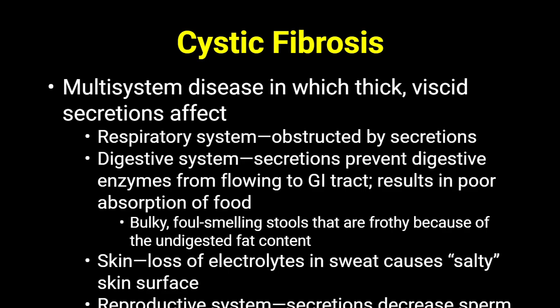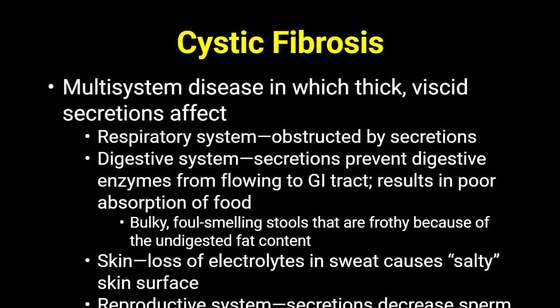Digestive: secretions block pancreatic ducts, preventing digestive enzymes from reaching the GI tract. This results in poor absorption of food. You'll see bulky, foul-smelling, frothy stools due to undigested fat, steatorrhea. Skin: loss of electrolytes in sweat causes salty skin. This is why the sweat chloride test is diagnostic.